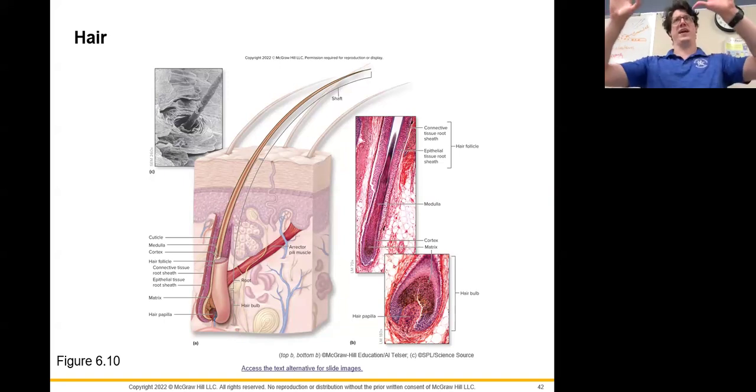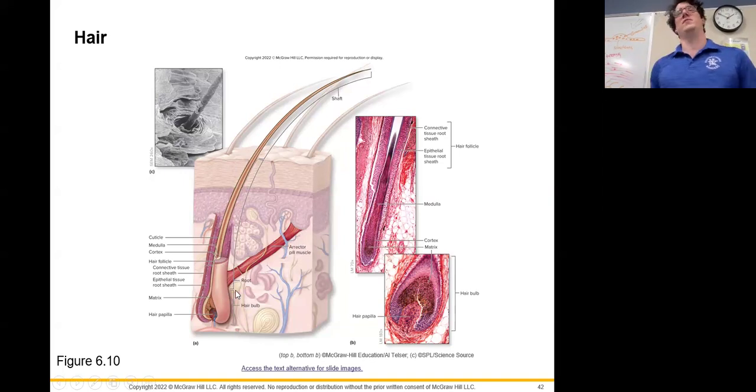Importantly, we don't have that in our hands. Our hands just have sweat glands. We don't have hairs for those. Okay. Now, also associated with our hairs are these little muscles. This is called the erector pili muscle. Erector tells us that it's going to take this hair and stand it up when that muscle shortens.